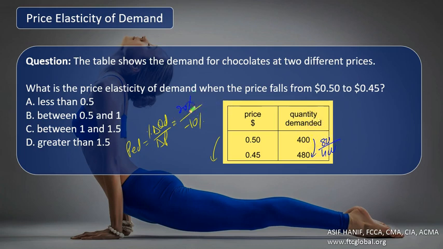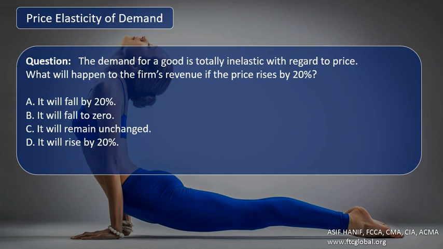So if you divide 20% by negative 10%, you will get negative 2. So it is greater than 1.5, and it makes sense. Ignoring the negative sign, you get the right answer, greater than 1.5, so that makes D the correct option. The demand for a good is totally inelastic with regard to price.